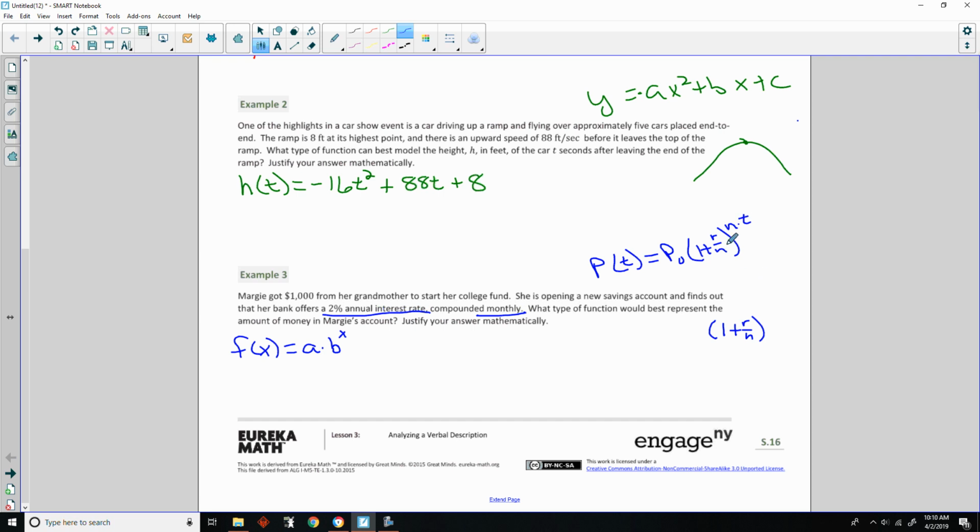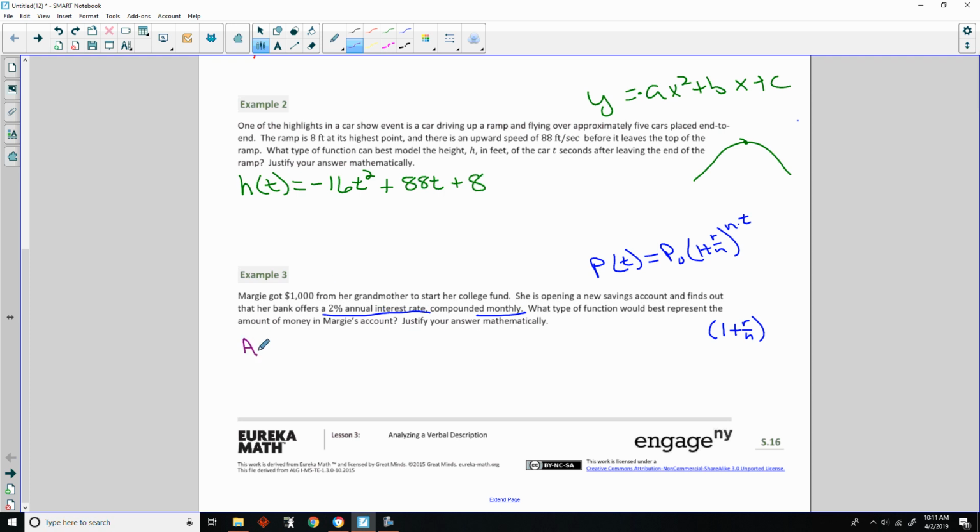N being the number of times, how many months in this case. Okay, so let's use, hello, I chose the eraser. Let's choose a function value.